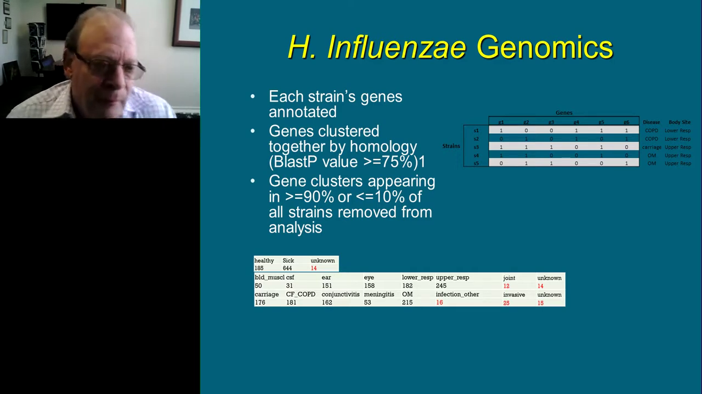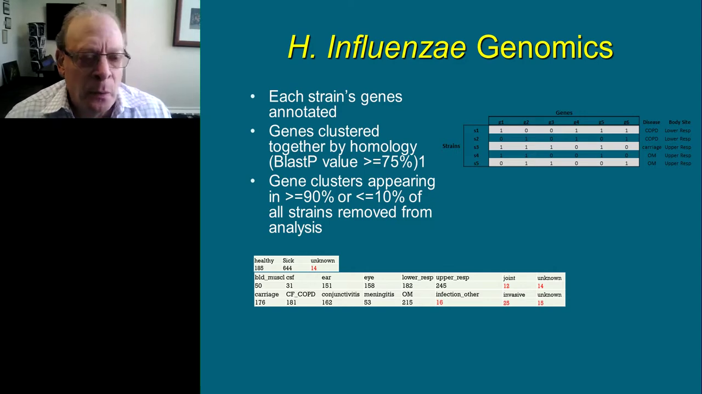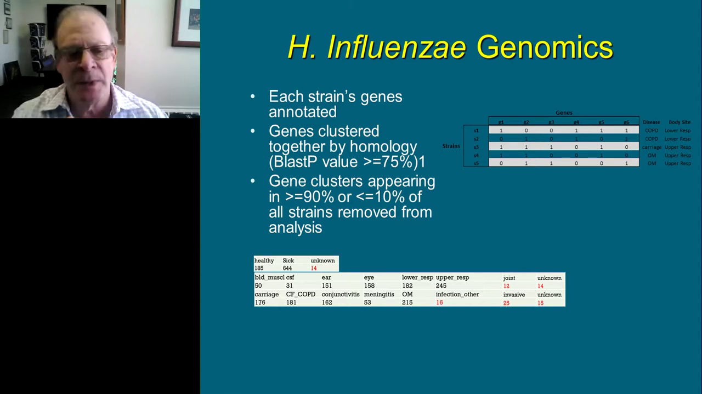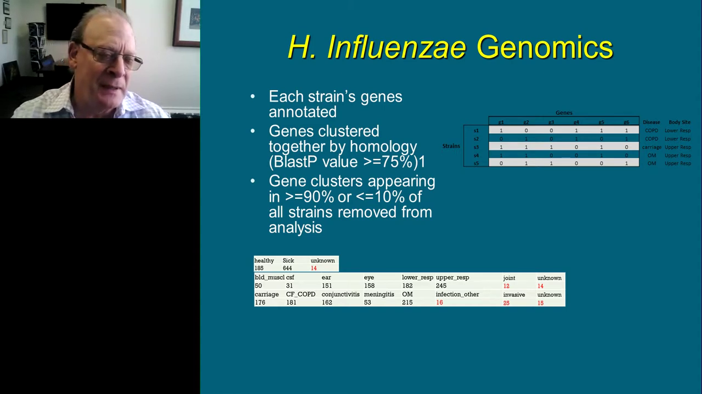Excuse me. And then what we did, after we had done all the clustering, was to look at the distributed genes which are not rare, that is, they're present in 10% or more of all strains, and also not the ones that are near core. So basically, we're looking at distributed genes that are present in between 10 and 90% of strains. We're removing the extremes.